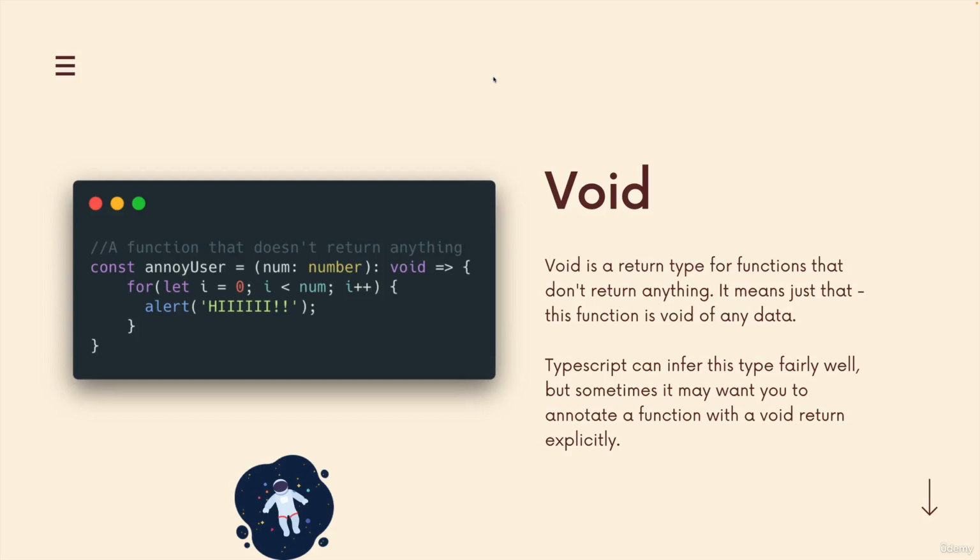Next up, let's talk about the void type. So void is a type we use mostly, really only, with functions, not with variables, although you can, it's just very unusual to do so. We use it as a return type for functions that don't return anything. It's a way of saying this function shouldn't return anything.